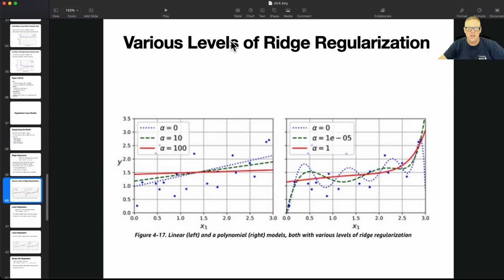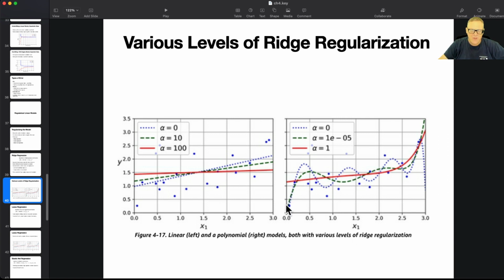So here's various levels of ridge regularization. With alpha 0, it's going to fit the best straight line through these points it can, and there it is. If your alpha is 10, it's going to lower the slope, try to fit with a lower slope. And if alpha is 100, it's going to basically fit just a constant value with a slope of 0 hitting the middle point.